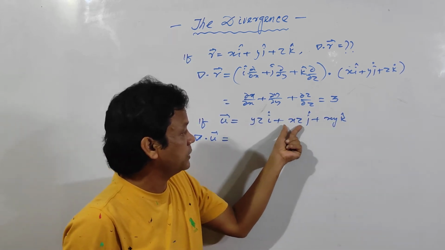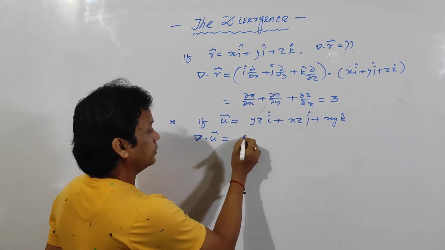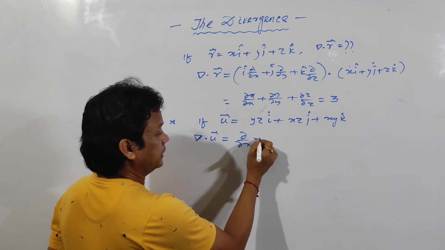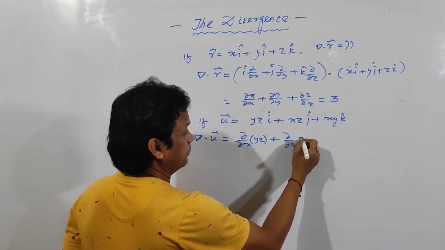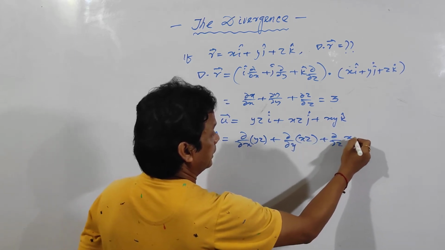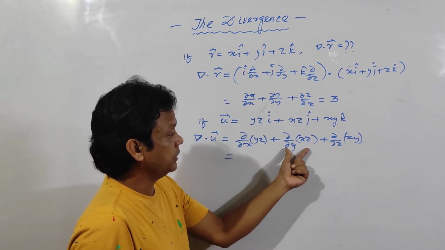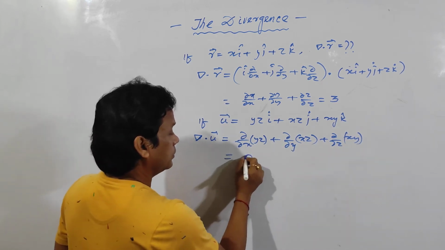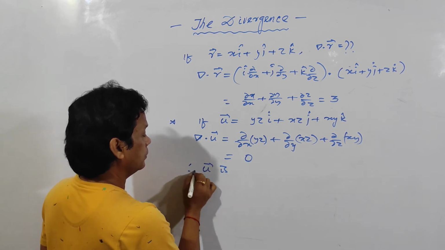f1 into i cap plus f2 into j cap plus f3 into k cap. So what is del dot u? Del by del x of yz plus del by del y of the second part plus del by del z of the third part xy. This one is 0, this one is 0, this one is 0. So this is 0. So in this case u vector is solenoidal.